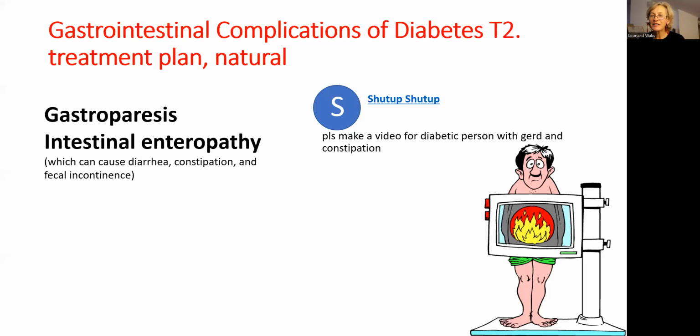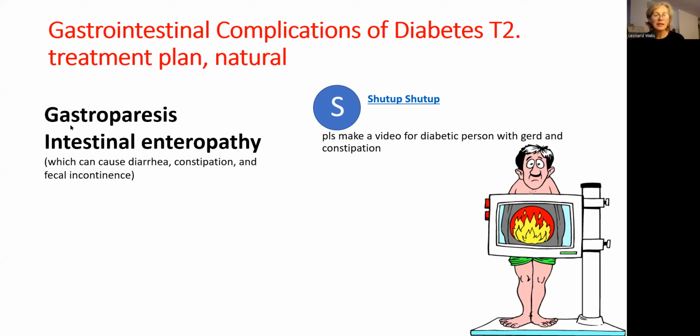In this video, I will talk about the big picture treatment plan for diabetes type 2, but it's going to be done through the treatment plan for the digestive tract, because one of my subscribers asked me a question: can I create a video for the person with diabetes type 2 that has acid reflux and constipation? So let's talk about complications of diabetes type 2, the gastrointestinal complications.